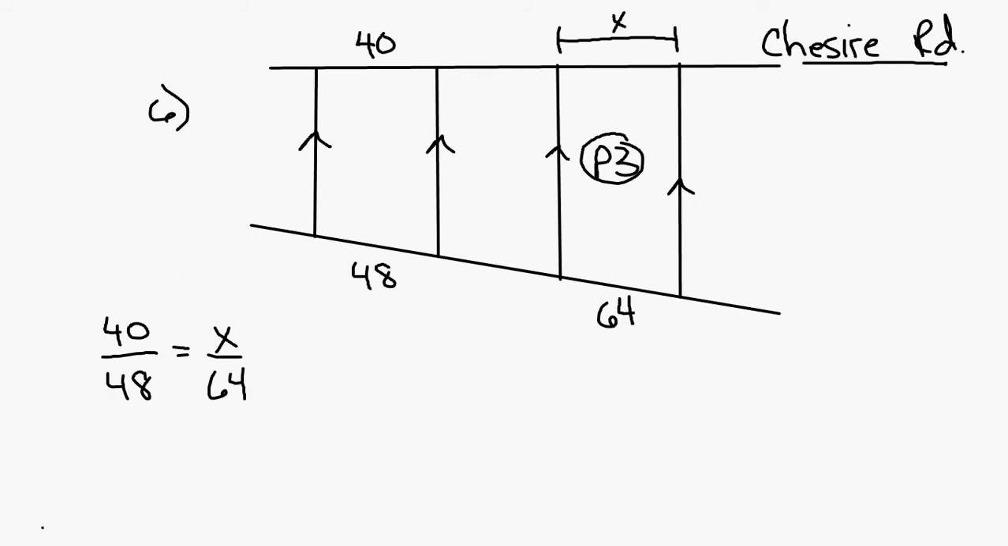So 48x equals 2560, and divide by 48, and x equals, it's 53.3? Yes. 53.4. Is that what you said, Brandon?